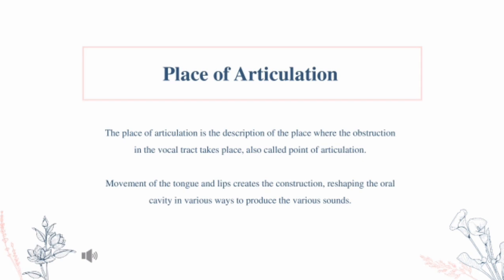Place of articulation. The place of articulation is the description of the place where the obstruction in the vocal tract takes place, also called point of articulation. Movement of the tongue and lips creates the constriction, reshaping the oral cavity in various ways to produce the various sounds.